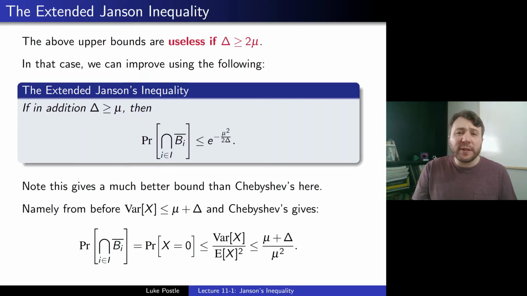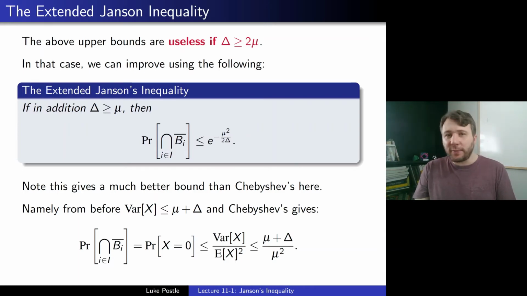And so the point is, if we're in this regime where delta is a bit bigger than mu, Chebyshev's would just give you something like delta over mu squared. Extended Janson's would give you e to the minus mu squared over delta. And so this is a bit better. So that's the idea: Chebyshev's, while useful in the case where delta is smaller than mu squared, may only give this linear factor. And here we get an actually exponential decrease using extended Janson's, if we fit this better, more specific model of the probability space. All right, so those are the inequalities.